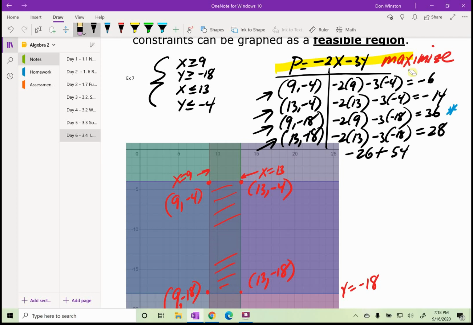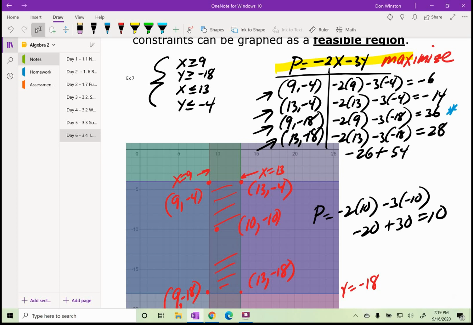So for example, I'll just choose any point in this region. So what is this here? That is 10, so x is 10, and what is y? -10. And you'll see I'll get a smaller value than 36, okay? So here p would equal -2 times 10 minus 3 times -10. So that would be -20 plus 30, and that would equal 10. Again, it would not be the maximum value.